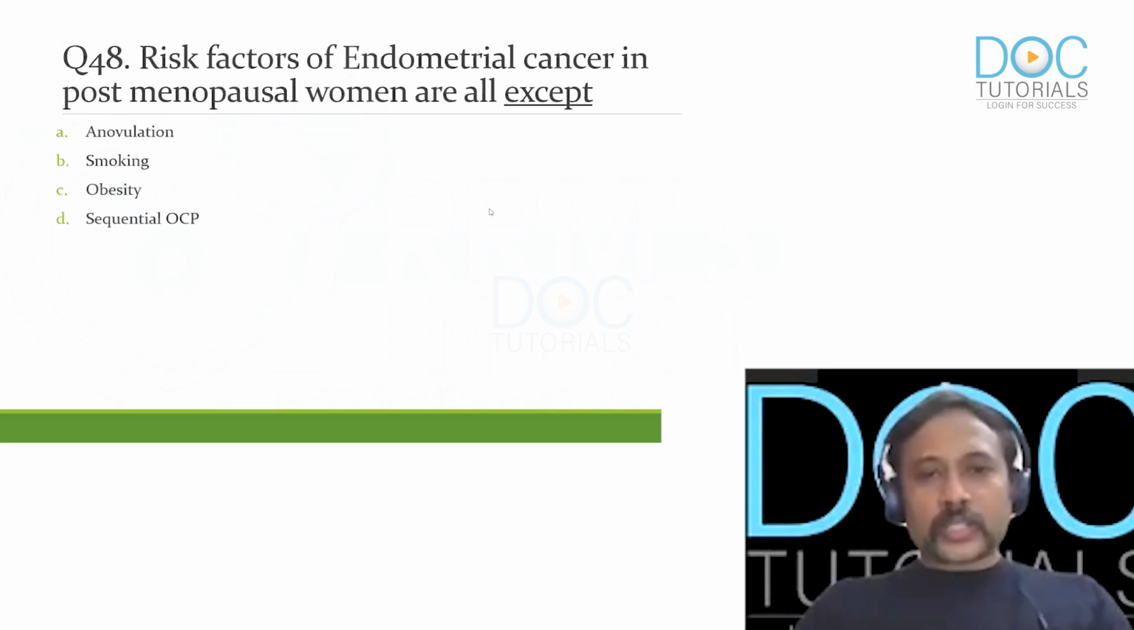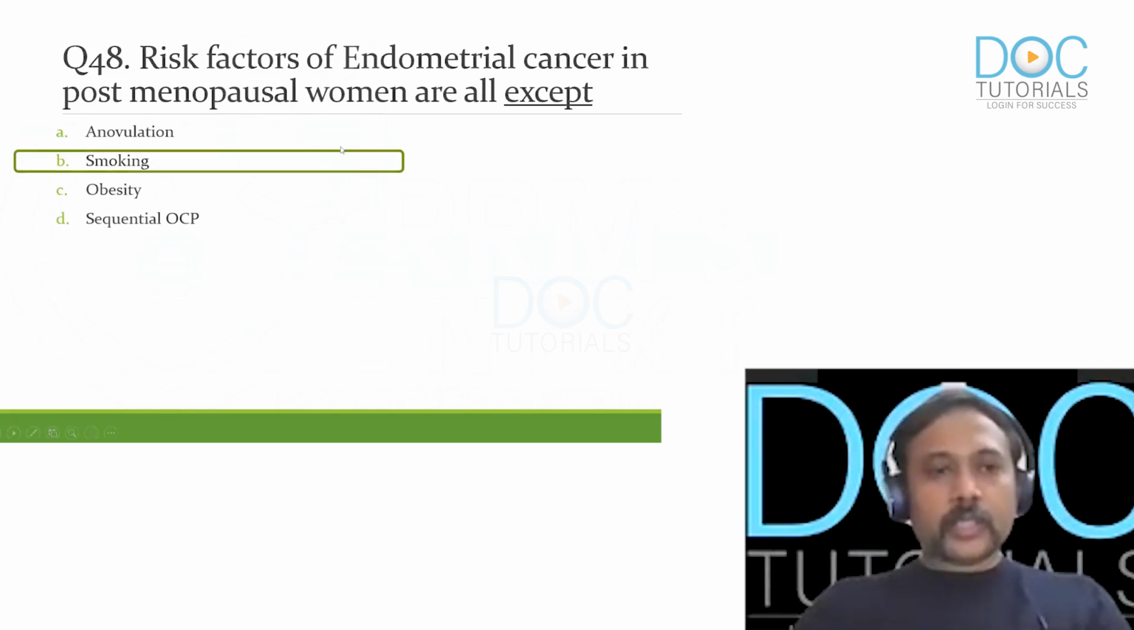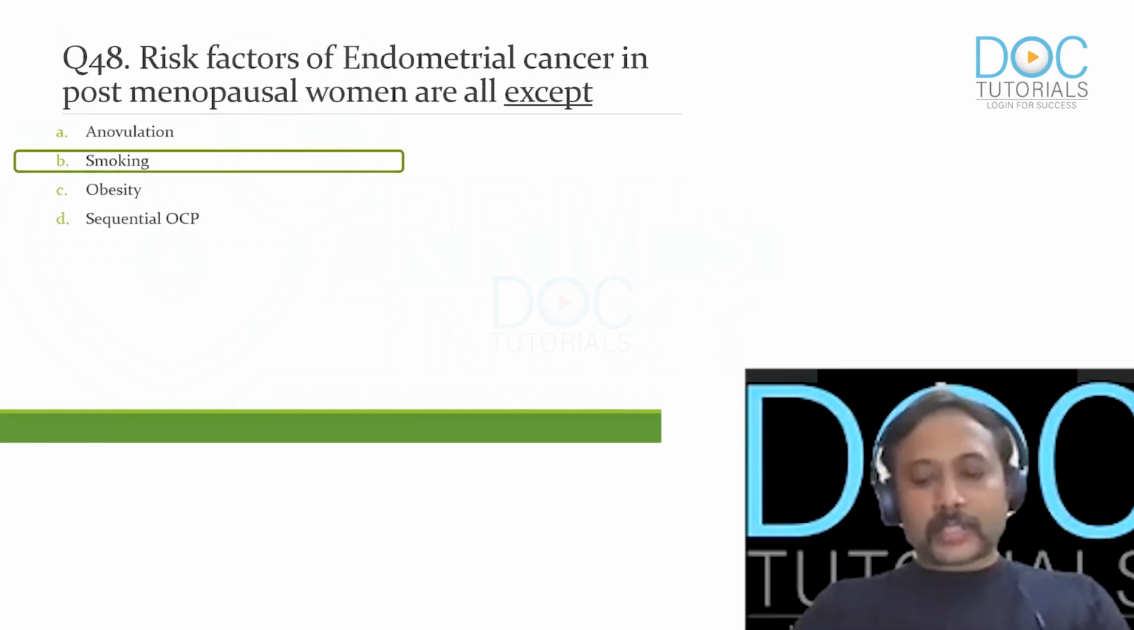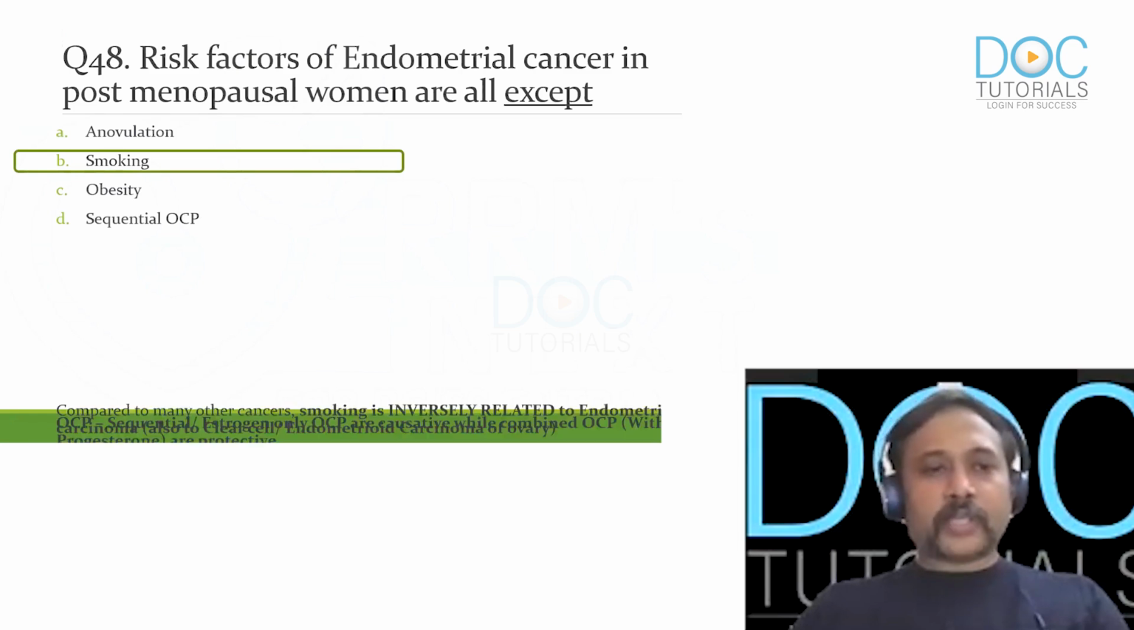Now, smoking is associated with a number of cancers, but it is found that as far as endometrial cancer is concerned, smoking is kind of a protective thing. Okay, so smoking is considered to be a protective factor as far as your endometrial cancer is concerned. There are multiple theories for that, but smoking in general is a protective factor as far as endometrial cancer is concerned. But when you look at the other things like anovulation, obesity, and sequential use of OC pills, all of these are going to be definitive risk factors.